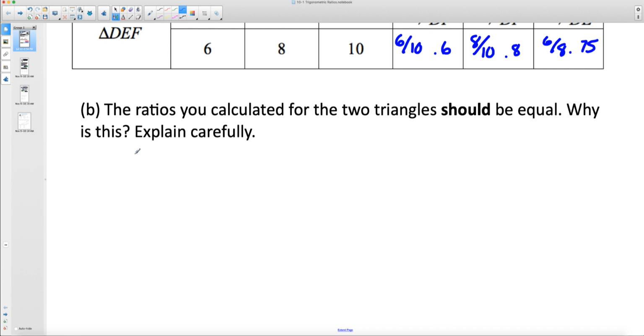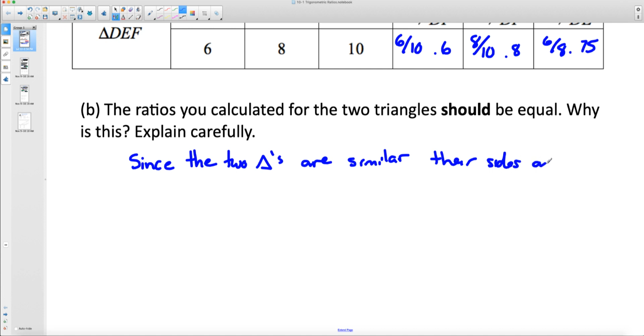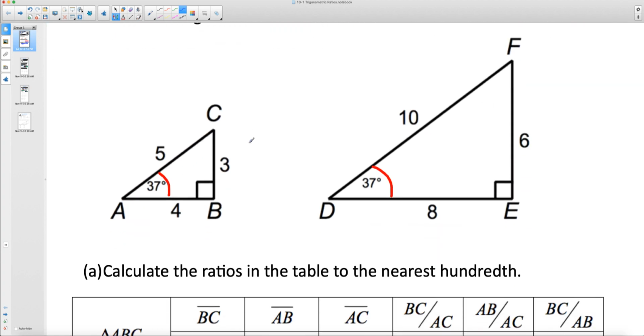So we could say something like, since the two triangles are similar, their sides are in proportion. So since their sides are in proportion, the ratios of their sides are going to wind up being equal. Okay.